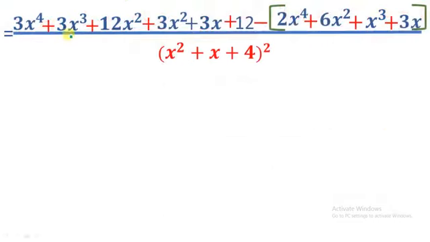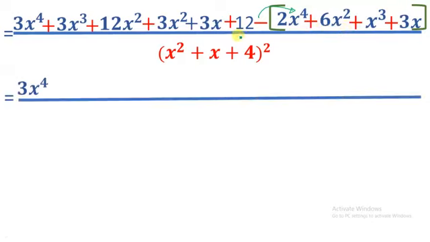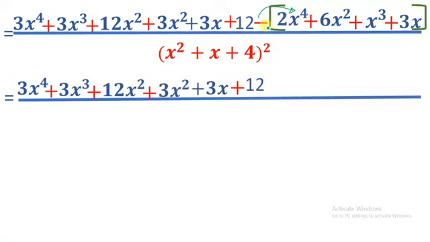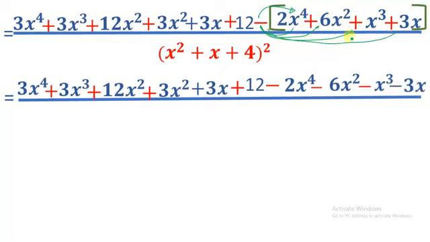Now we will continue simplifying and enter this minus into the bracket. When minus enters the bracket, the signs will be opposite. So it is equal to 3x to the power 4 plus 3x cubed plus 12x squared plus 3x squared plus 3x plus 12, and the minus entering the bracket gives minus 2x to the power 4 minus 6x squared minus x cubed minus 3x, over x squared plus x plus 4 all squared.